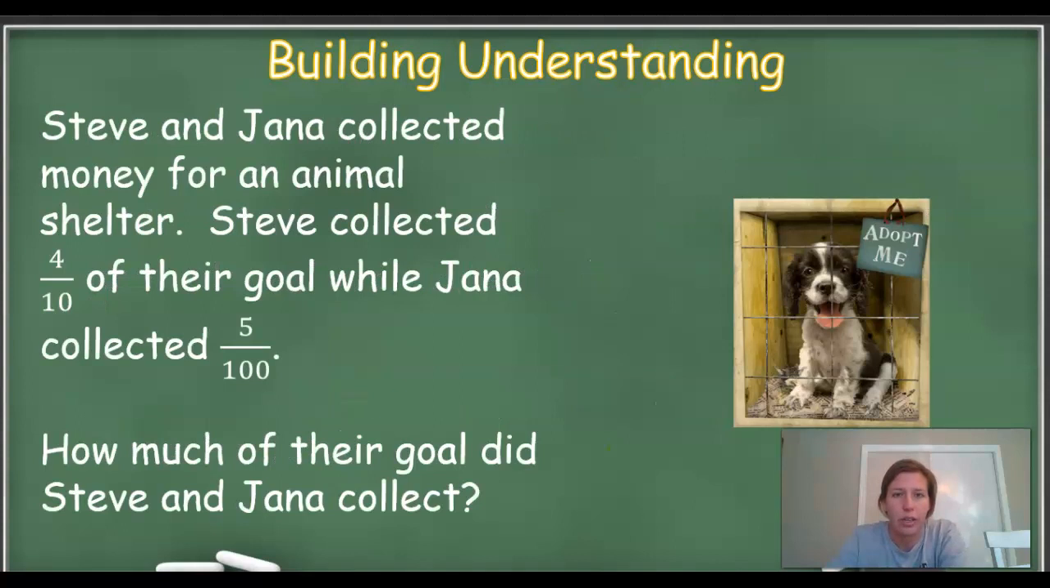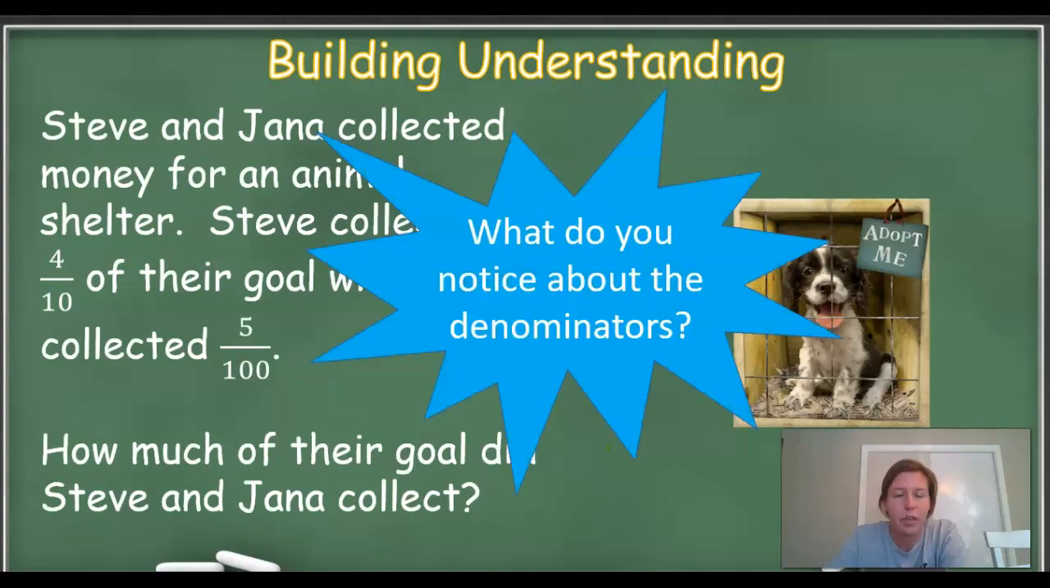Here's the question again. What do we notice about our two denominators? Steve collected 4/10. Jana collected 5/100. Are those the same numbers? No, we've got 10 and 100. Since we have two different denominators, we're going to have to make them both the same denominator before we can add.